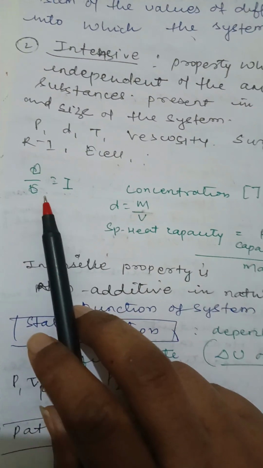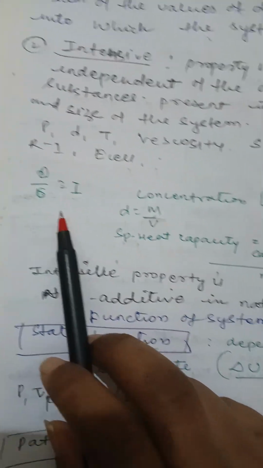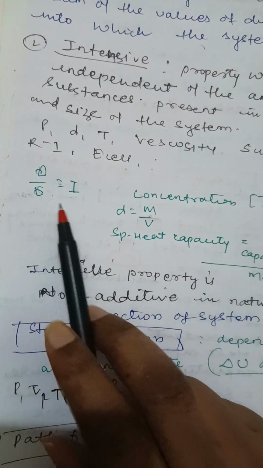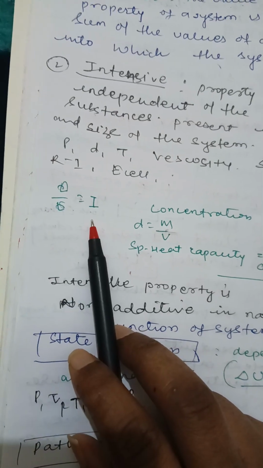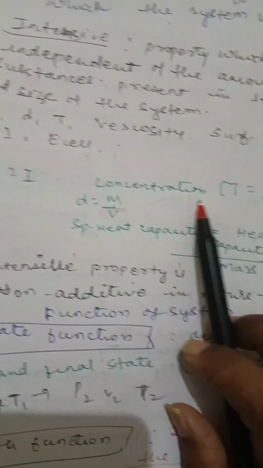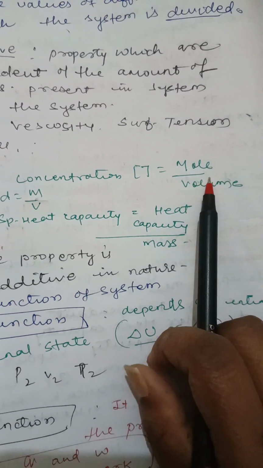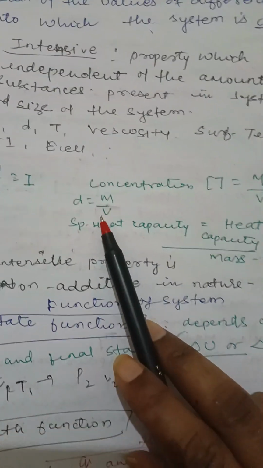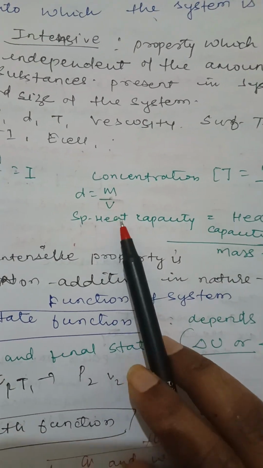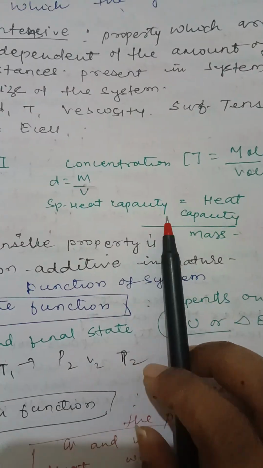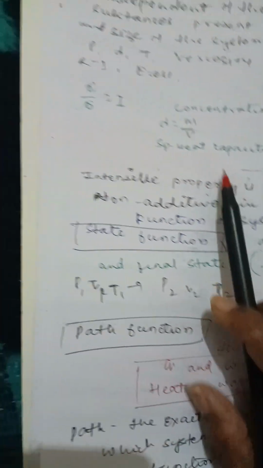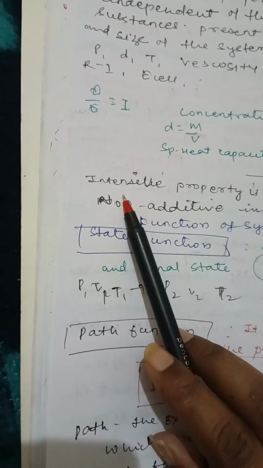If you divide two extensive properties, you will get only an intensive property. The division of two extensive properties gives an intensive property. Like concentration, which is moles per volume, and density, mass upon volume, two terms. Specific heat capacity is the heat required to raise the temperature of 1 gram of mass.